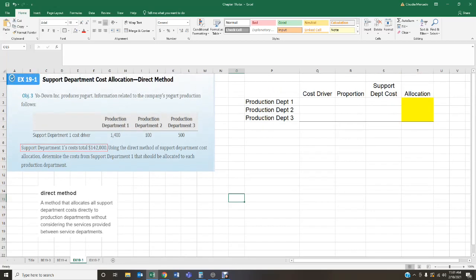Okay. Now, what I've done here is a little table. I've got my production department 1, 2, and 3. Now I've got my cost driver. The cost driver is the allocation. How are we going to allocate our cost? Well, we're going to allocate it based on that driver, and based on that driver, we had $1,400 for department 1, $100 for department 2, and $500 for department 3.